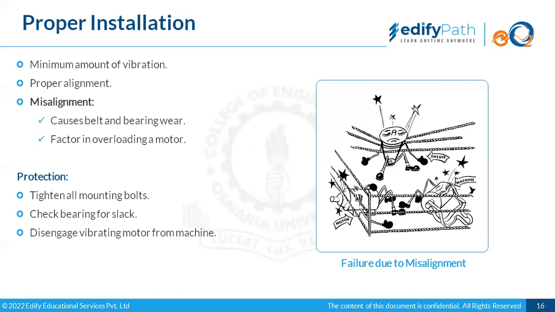So protection: all mounting bolts should be tightened when we are reinstalling the motor. Then check the bearing for slack. There should be no slack in the bearing, it should be properly fitted tight, and disengage the vibrating motor from the machine. So if there is any vibration happening in the motor, it should be disengaged, the root cause of the vibration should be checked, and then it should be installed again.